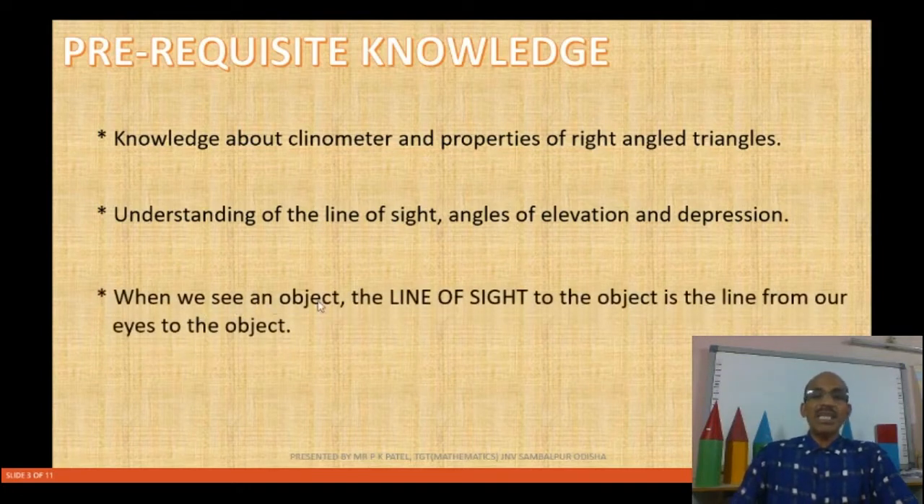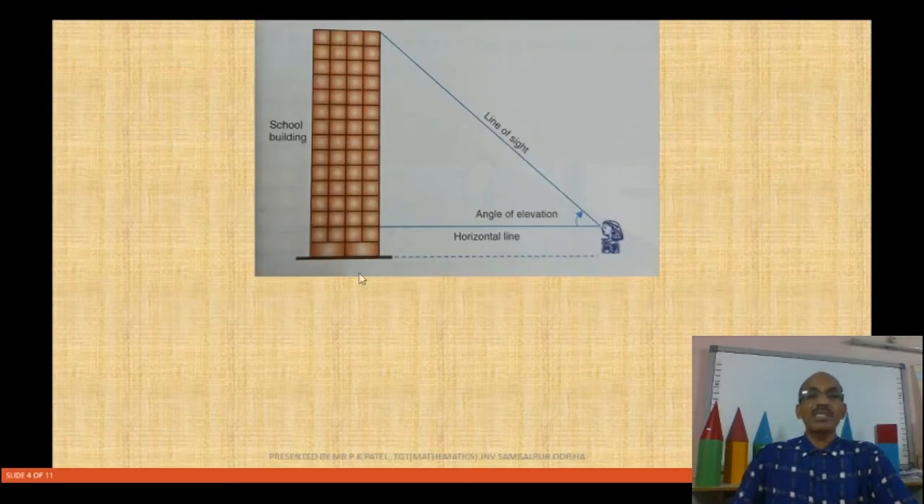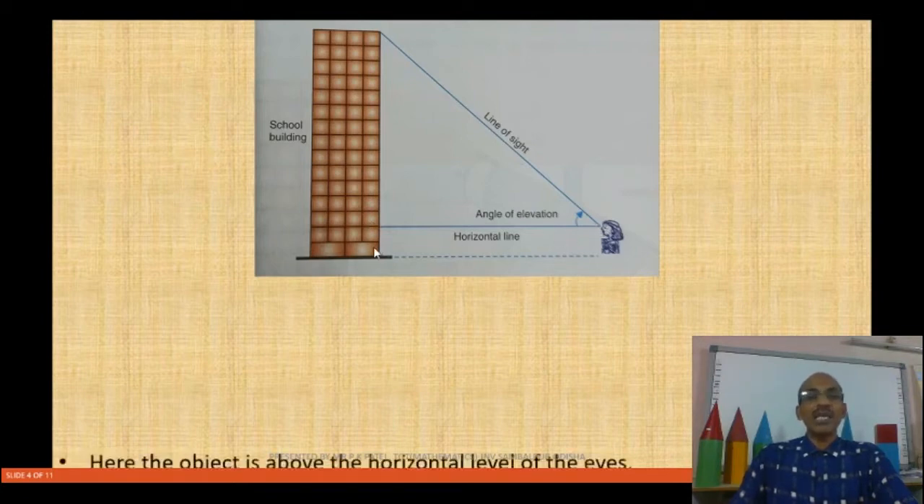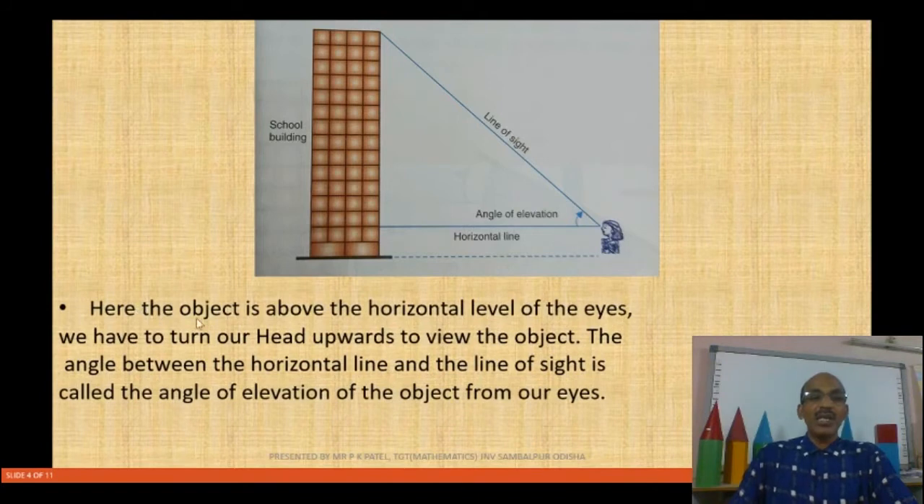When we see an object, the line of sight to the object is the line from our eye to the object. This is the figure, mark it. Here a person is observing the top of the school building, then the line joining the top of the building and the eye of the observer is the line of sight, and the line which is parallel to the ground level is known as the horizontal level. Here the object is above the horizontal level of the eye.